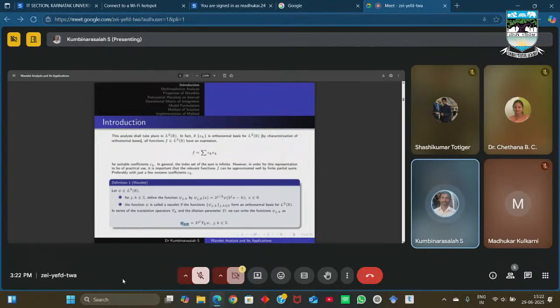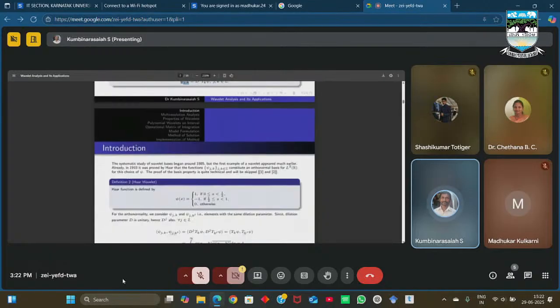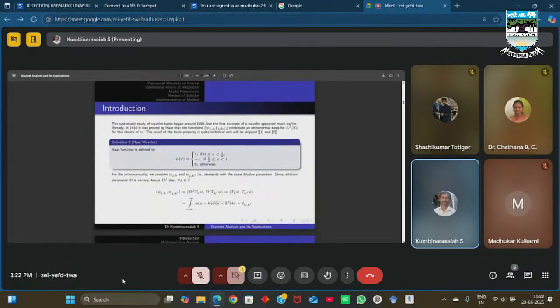So this is a definition. That means I am going to create this orthonormal basis. The systematic study of the wavelet basis actually began around 1985. But the first example of a wavelet appeared much earlier, that means already in 1910. It was first proved by Haar, the famous Hungarian mathematician.